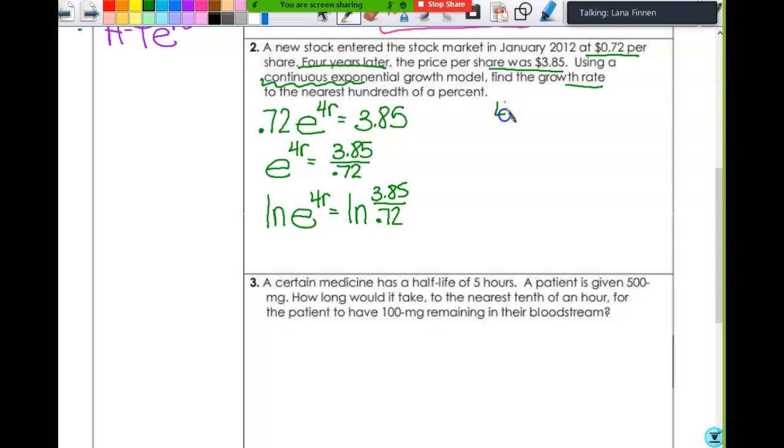The 4R comes out front. And then what is the natural log of E? 1. So this really just is 1. So now I really just have 4R equals that. So now I just need to divide by 4. So R is equal to the natural log of 3.85 divided by 0.72, all over 4.